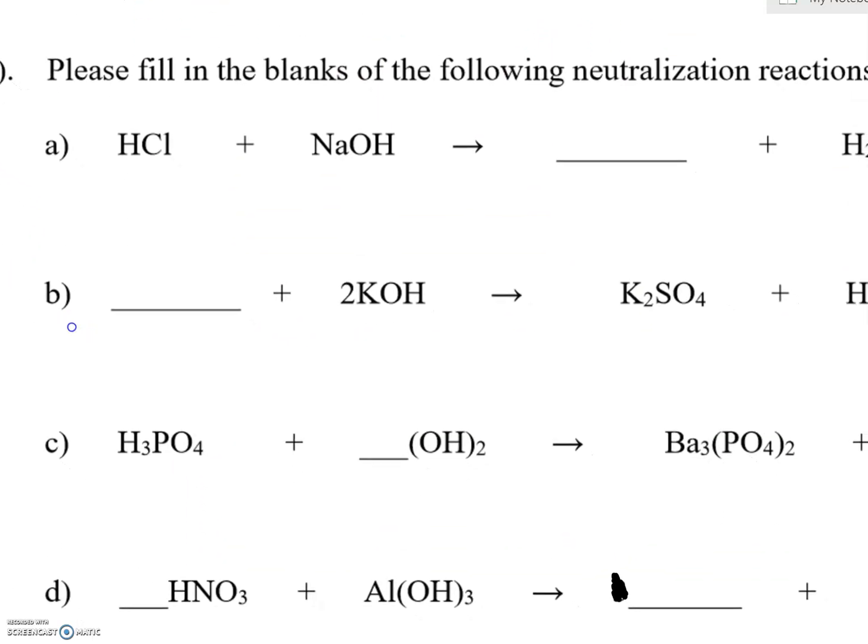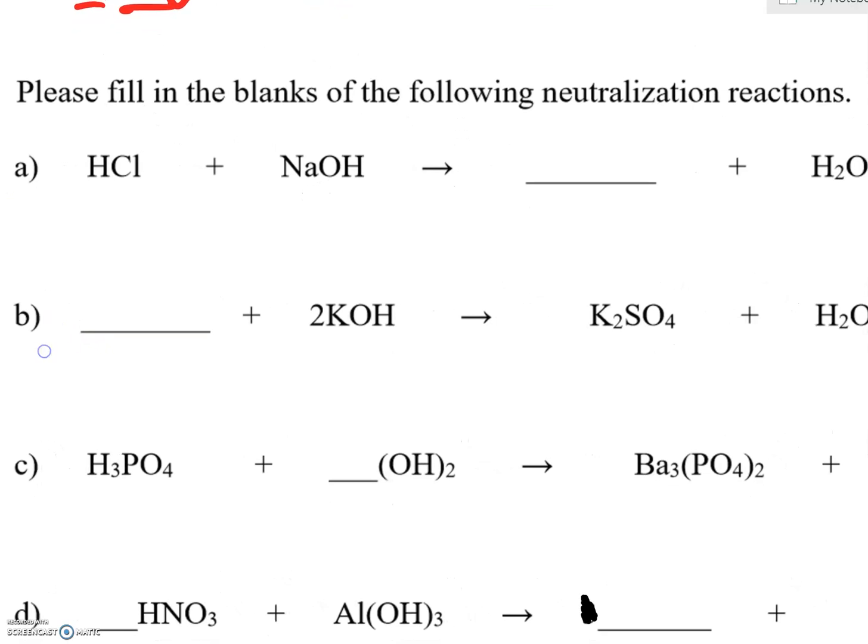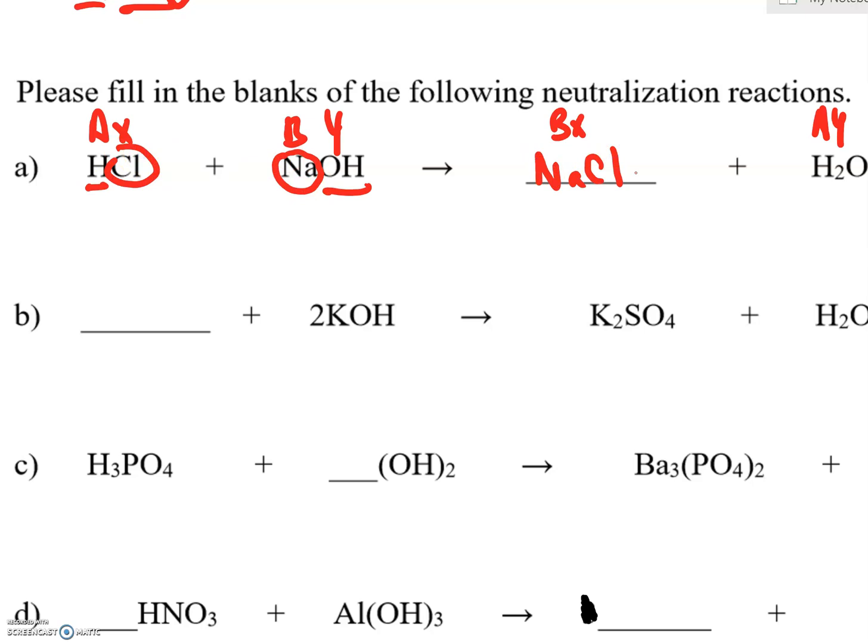All right, this one says, please fill in the blanks for the following neutralization reactions. Let's remember that a neutralization reaction is a double displacement reaction where AX and BY are going to produce BX and AY. And the AY is always water. AY is this and this. That's the A and the Y. So what's left is BX, B being Na and X being Cl. Okay? That means we have an acid and a base react to produce a salt and water. And that's all we do.